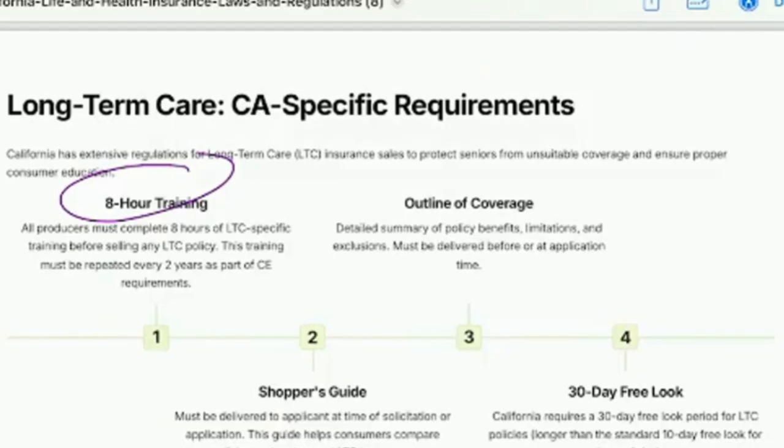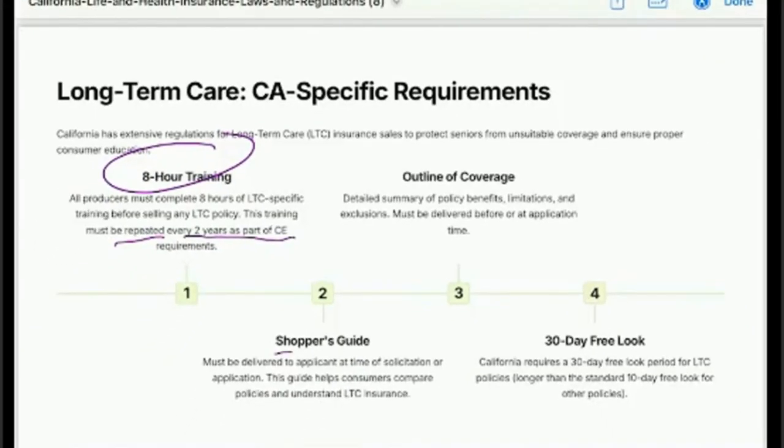A shopper's guide must be delivered at the time of solicitation or application. So before, or before application. It cannot be given to them after you submit the policy. So they must be given a shopper's guide, right?